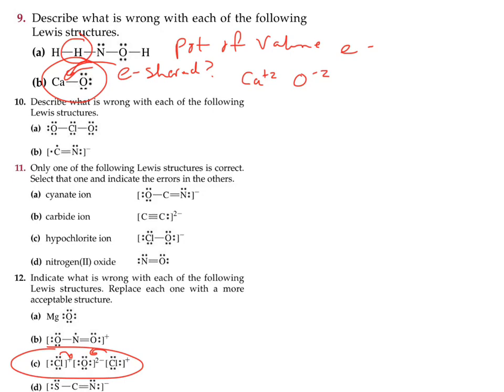So let's see, I don't have a lot of hints about that. My hint was come up with a pot of valence electrons, and or just find out what you think doesn't look right about those. Let's see, it's almost easier to draw them yourself. Next page.